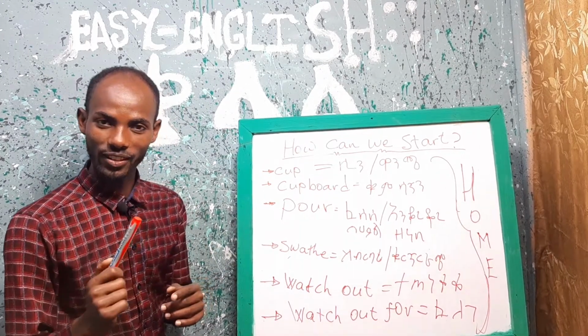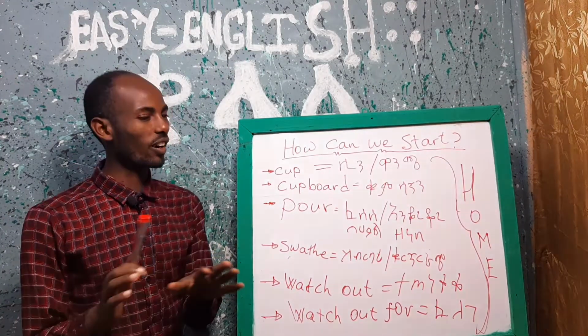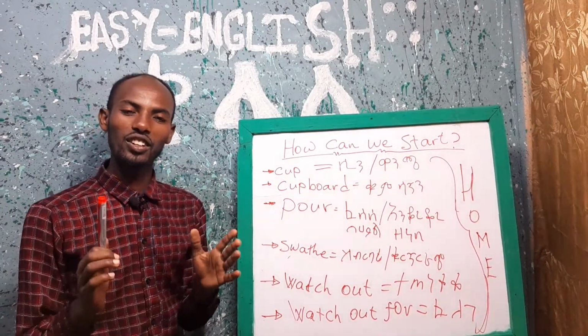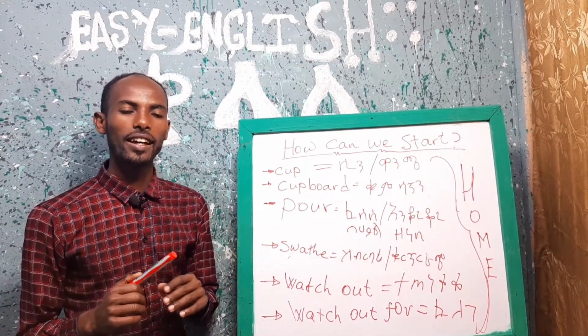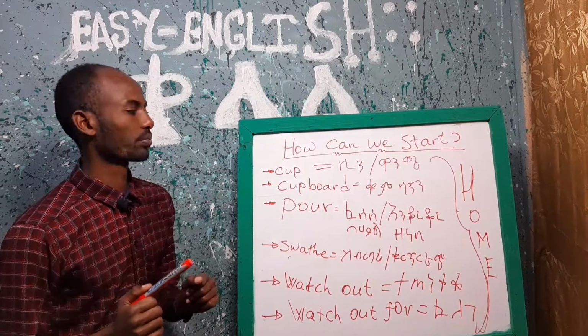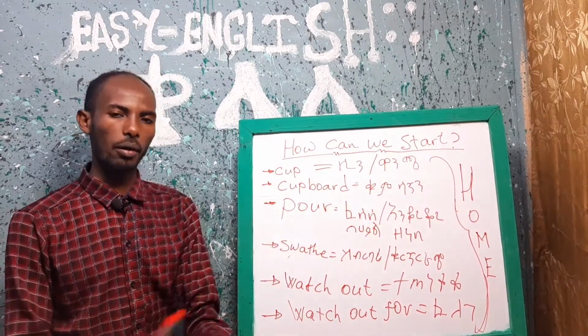That is the question for you too. Okay? So, if you do that, you are amazing. If you do that, you are amazing. You are surprising. Okay, so let me show you. How can we start English? We can start from easy English from our house.